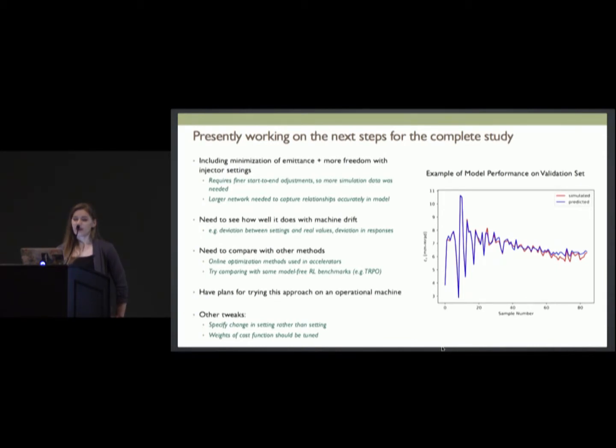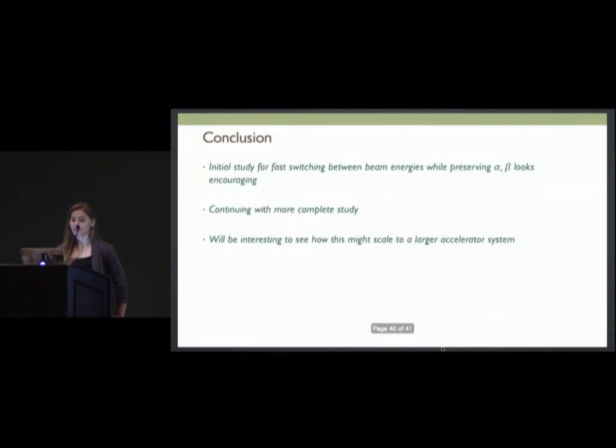So the weights of the cost function in particular should probably be tuned a little bit more rigorously than they have been so far. And right now, I'm also just specifying directly what the raw value of the setting should be rather than a change in the setting. So we may do that instead and then not do the pre-training with the inverse model. Remains to be seen which approach is more advantageous.